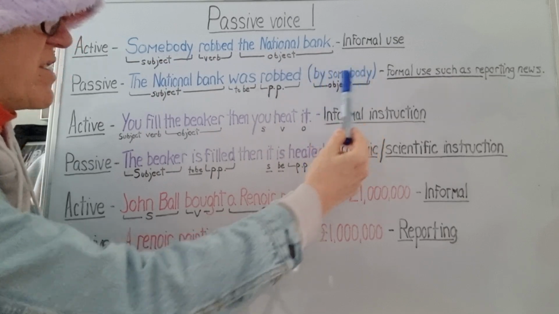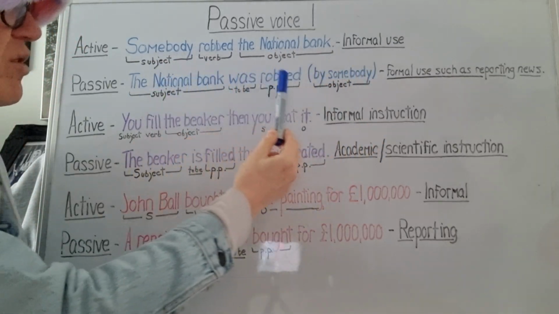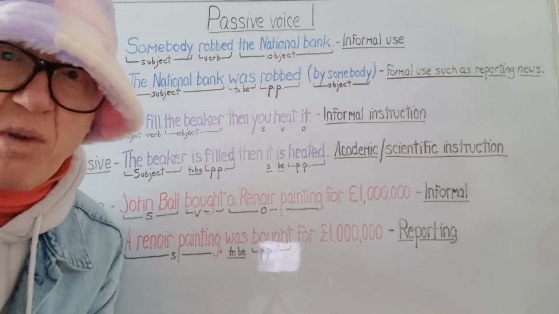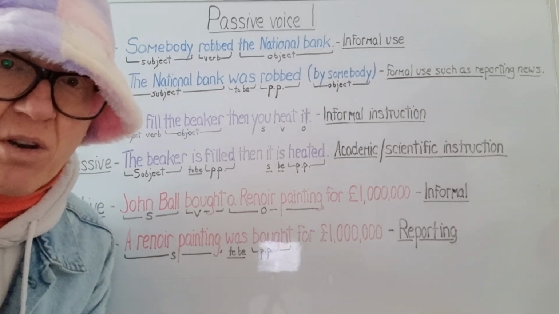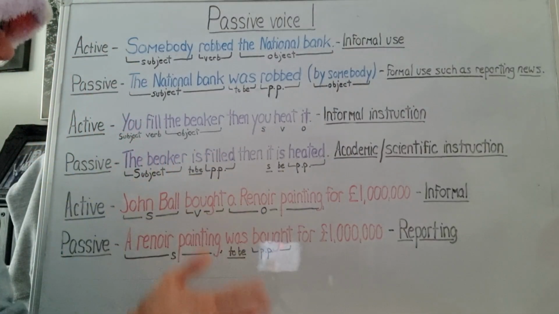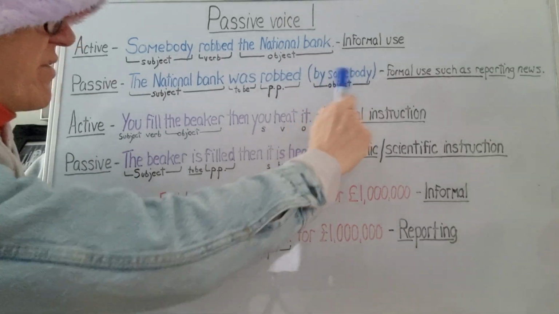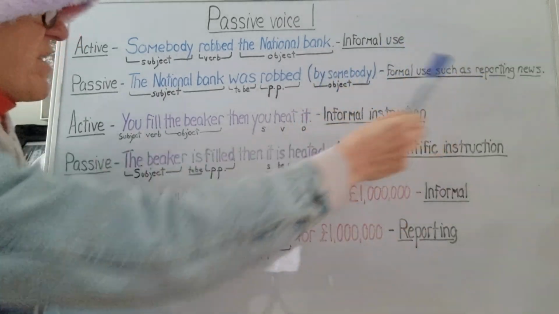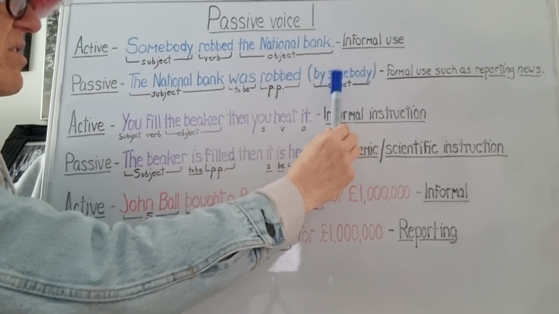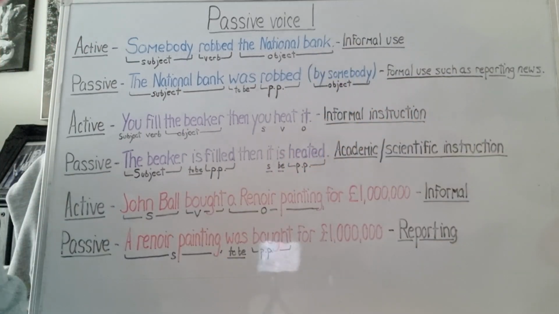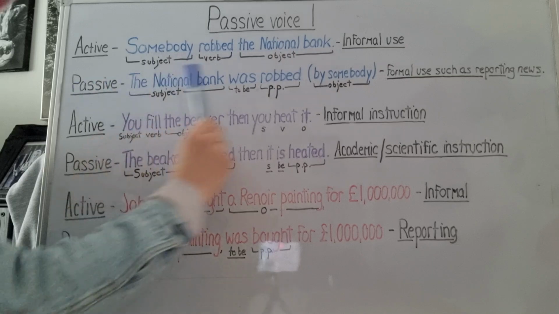This is superfluous because obviously the National Bank was robbed by somebody. It wasn't robbed by a horse or a cucumber. Of course it was robbed by somebody. So this is completely irrelevant. This reporter doesn't have to say this because it's completely superfluous. Okay, so there you go.